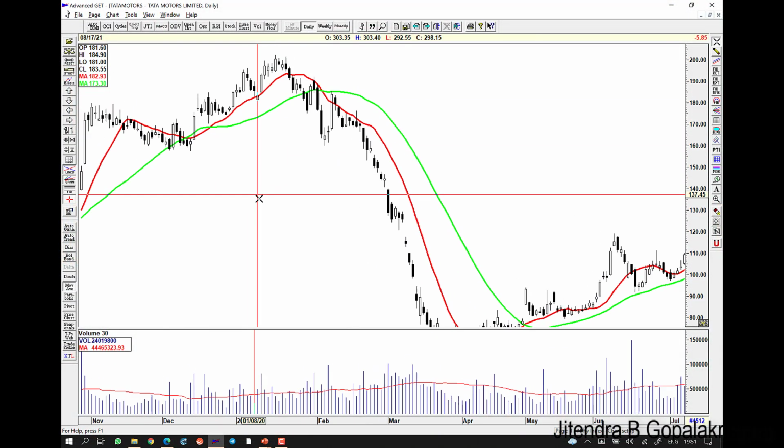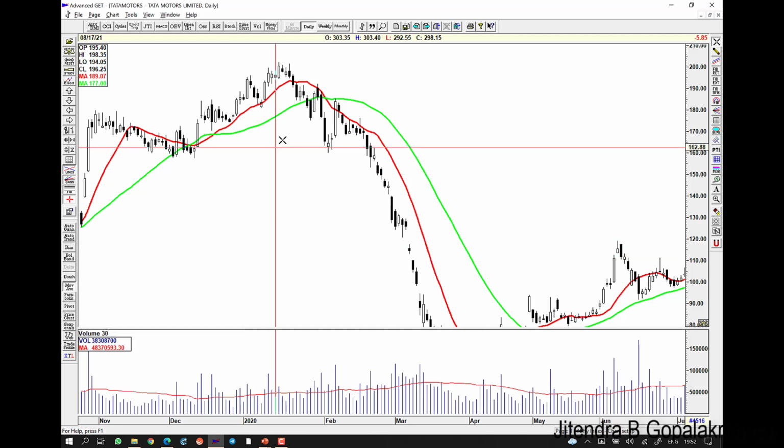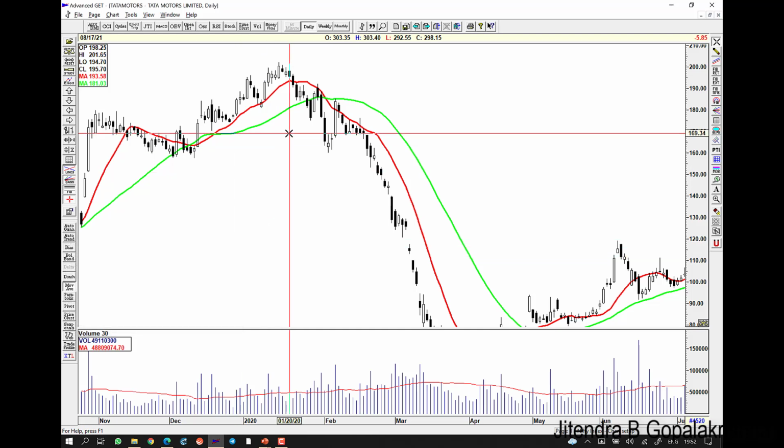Now let us understand the execution rule, right? Once again here, the red color is 13, and 34 is green. We understood this. Red is 13, green is 34. So what is it that we have to do? Every time price goes above the green candle, we have to buy. If it comes below the green candle, we have to sell.